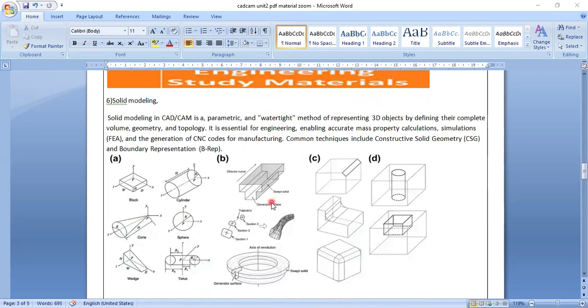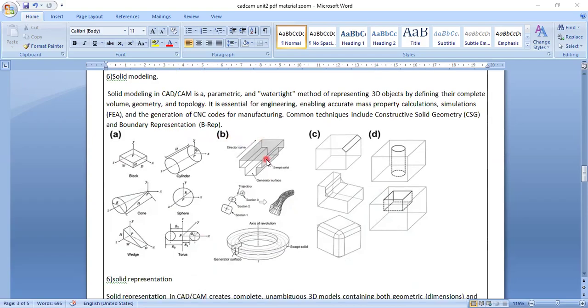Next question, the sixth question, I'm taking solid modeling. Explain about solid modeling in the geometry of the CAD/CAM situation. Here you are seeing so many solid models: block, cylinder, cone, sphere, wedge. These are all solid modelings.